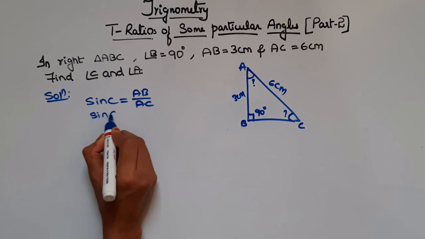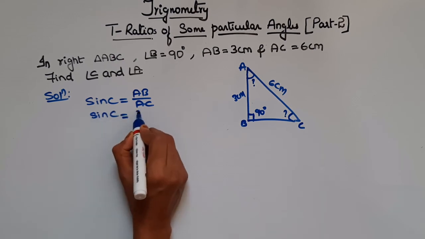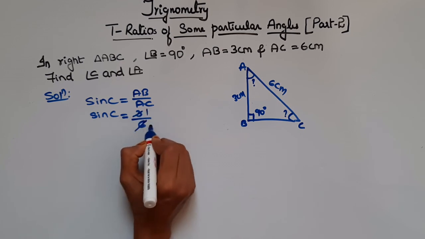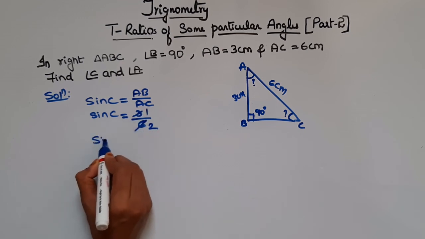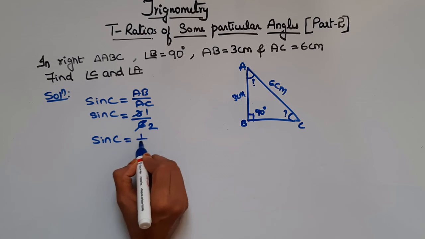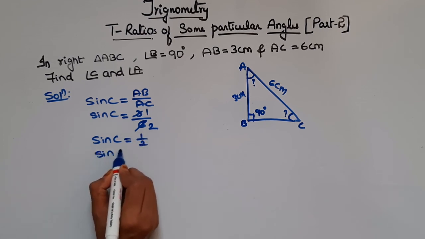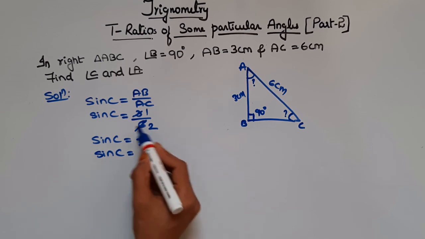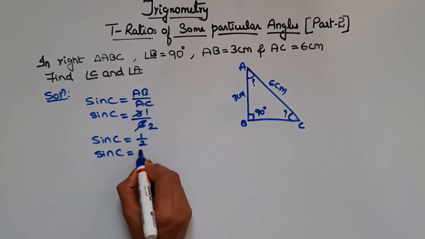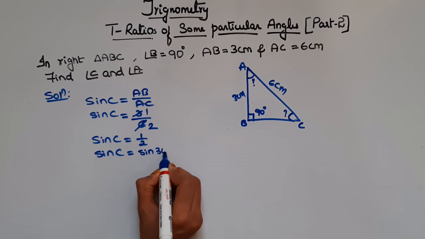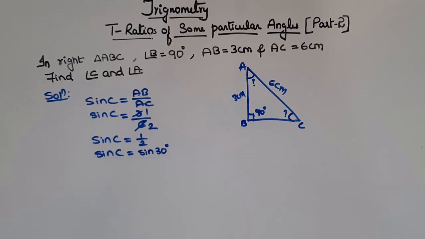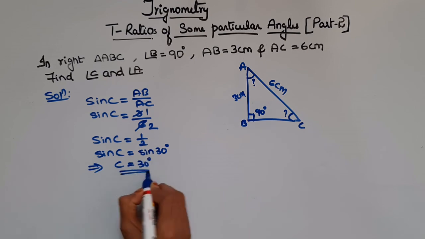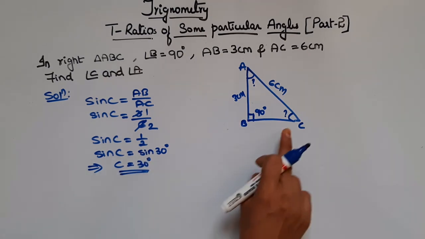So your sine C is equal to, AB is 3 centimeter by AC is 6. So 3 1s are, 3 2s are 6. So we have sine C is equal to half. So sine C is equal to, so what angle of sine is half? We know sine 30 is half. Agreed? It implies C is 30 degree, right? So now you got the angle C.